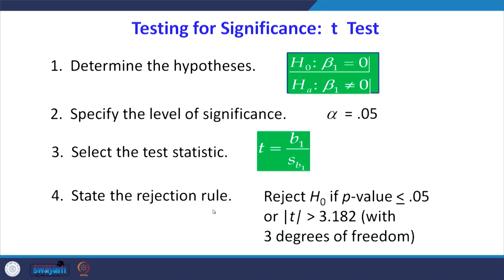So, first determine the hypothesis: beta 1 equal to 0, beta 1 not equal to 0. Specify the significance level alpha equal to 5%. Select the test statistic B1 by SB1. State the rejection rule: reject H naught if the p value is less than or equal to 0.05, otherwise if T is greater than 3.182 with n minus 2 degrees of freedom. There are 5 data points, so 5 minus 2 is 3 degrees of freedom.